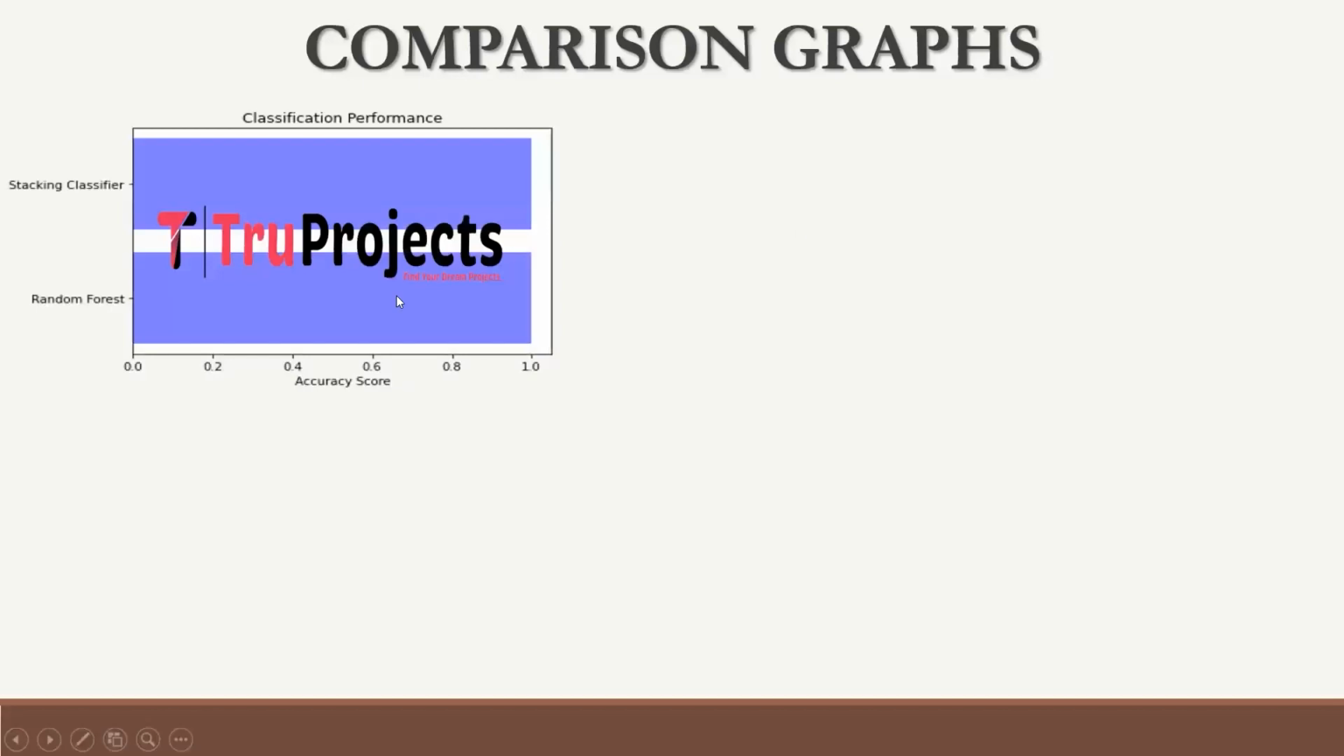This is the accuracy comparison graph. Here on the x-axis we have the accuracy score for each algorithm, and on the y-axis we have algorithm names. Accuracy is the ratio of correctly predicted instances to the total instances. It provides an overall assessment of the model's performance, considering both true positives and true negatives, measuring how well the model correctly identifies both working and faulty motors.